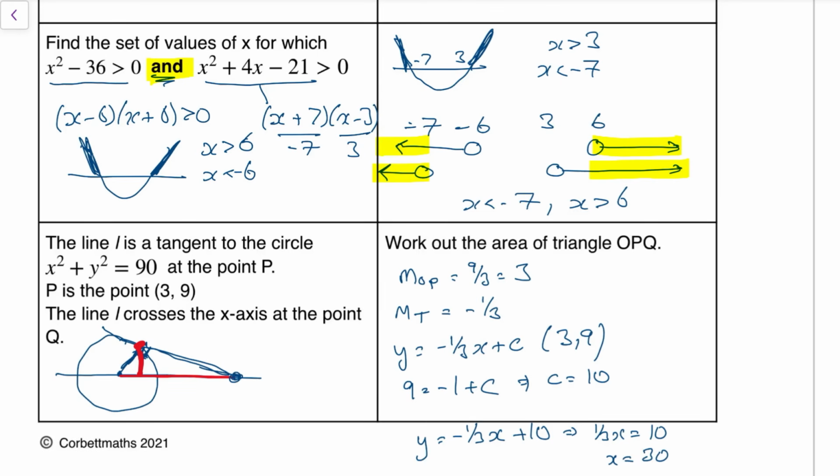Again, let's think about what we've got. I've got a triangle whereby that's 30, that's 0. So therefore my base, which is this value here, is 30. I know my height is 9 because this point here is (3, 9). So therefore the area of my triangle is going to be half times 30 times 9, which is going to be equal to 135 units squared. Good question.